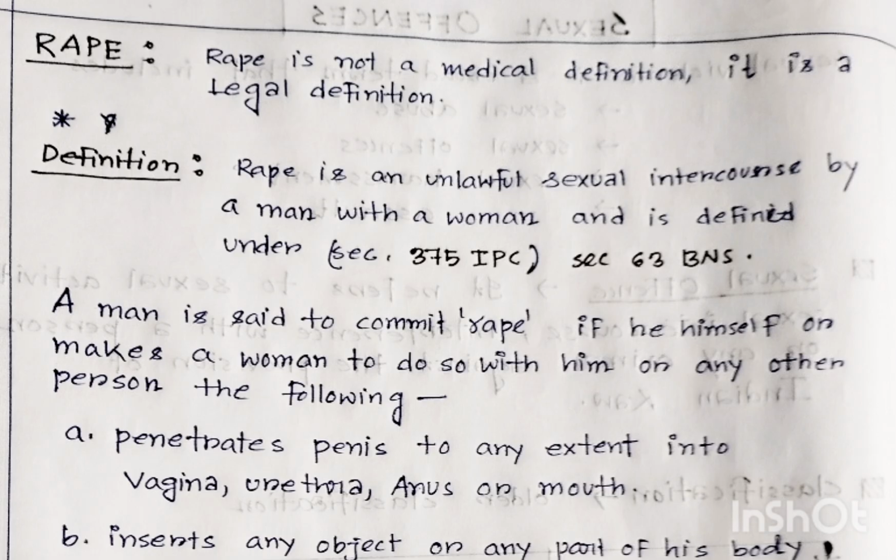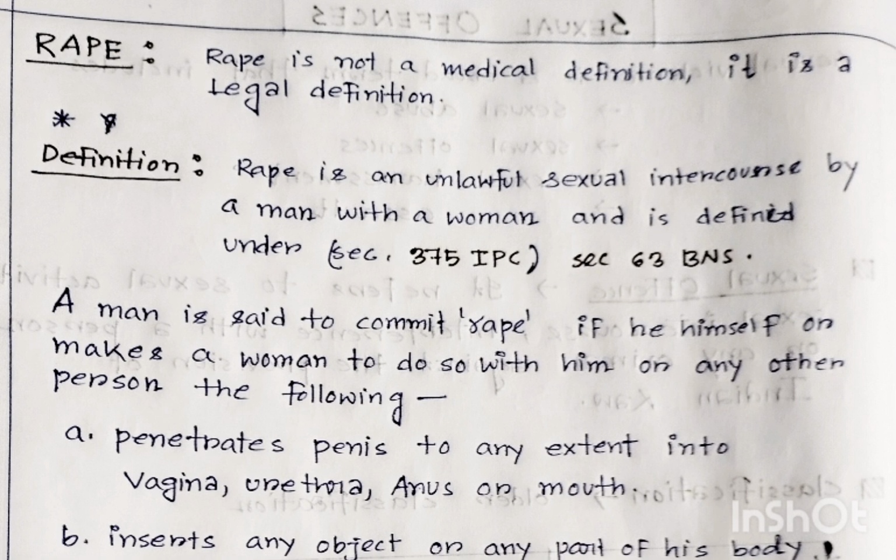BNS is Bharatiya Nyaya Sanhita. So by this act, the definition is a man is said to commit rape if he himself or makes a woman to do so with him or any other person the following: penetration of his penis to any extent into the vagina, urethra, anus or mouth.